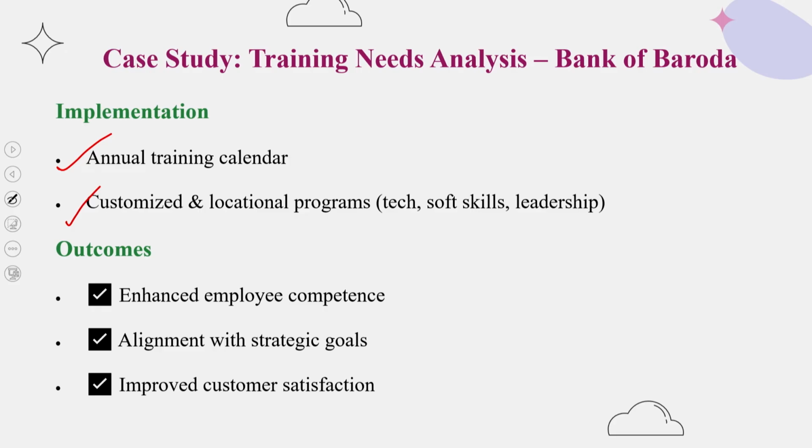So the outcome, to quickly say, is that the structured TNA approach, the training need analysis approach, has led to enhanced employee competence. Targeted training has improved employee performance and service delivery. There is alignment with strategic goals, organizational goals. Training programs are closely linked to the bank's strategic objectives, ensuring relevance and effectiveness. And finally, you have improved customer satisfaction. Well-trained employees contribute to better customer interactions and satisfaction.